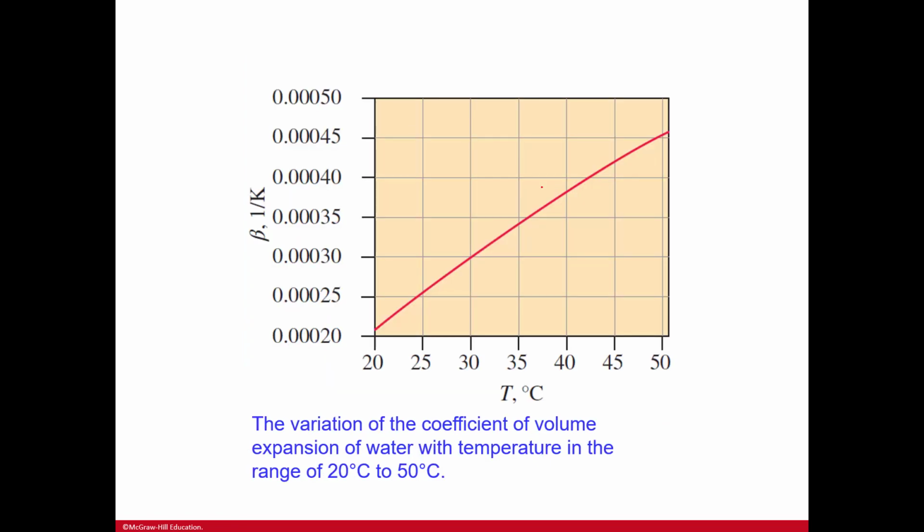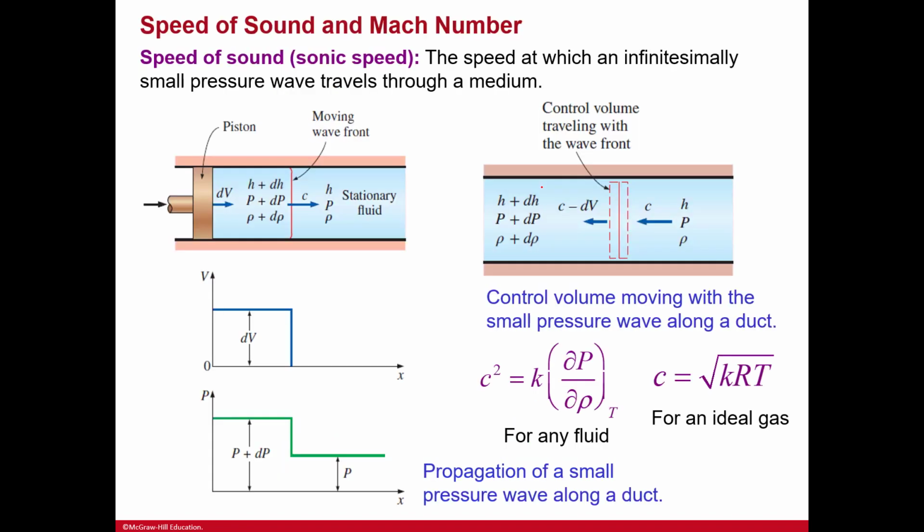The variation of the coefficient of volume expansion of water with temperature in the range of 20 degrees Celsius to 50 degrees Celsius. So this is just showing you a relationship. Speed of sound and Mach number. Okay, so the speed of sound, which is sonic speed, is the speed at which infinitesimally small pressure waves travel through a medium. Okay, so very, very, very small.